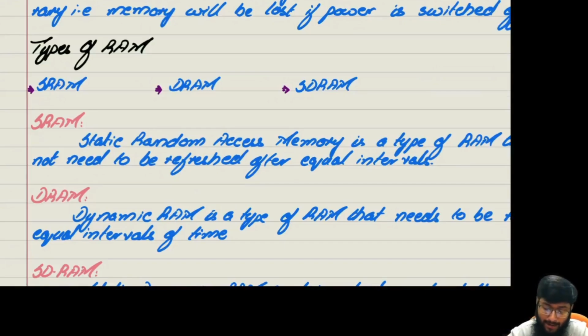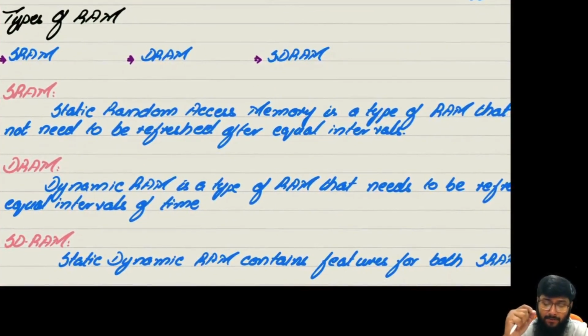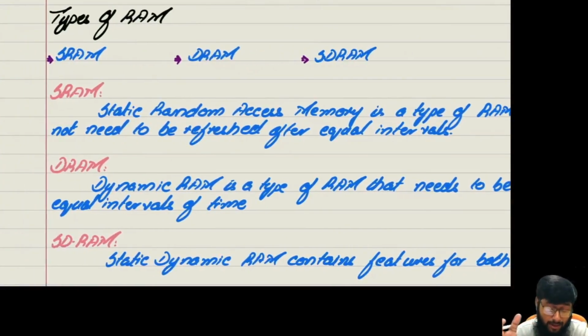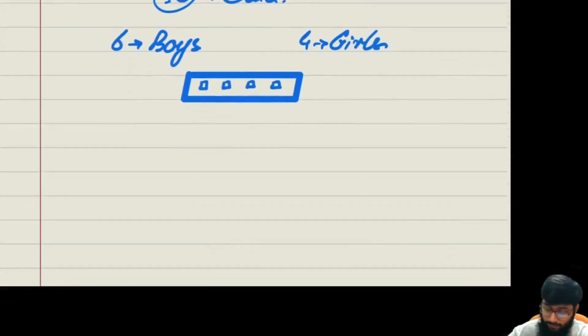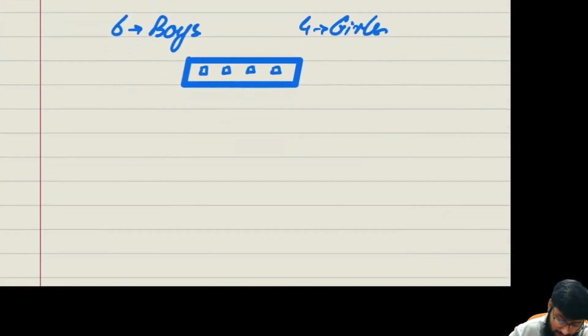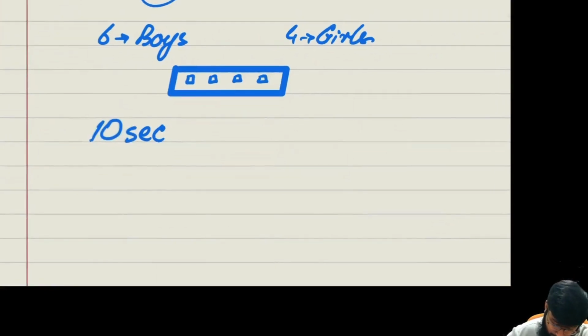Now when it comes to the static RAM, it is a type of RAM that needs to get refreshed after, oh sorry, that does not need to, I'm sorry, I just mixed up the static and the dynamic. So static is a type of RAM that does not need to be refreshed after equal sets of time intervals. For an example, say I'm giving two students a task, and the task is overall of 10 seconds. Now there is a student A and there is a student B.